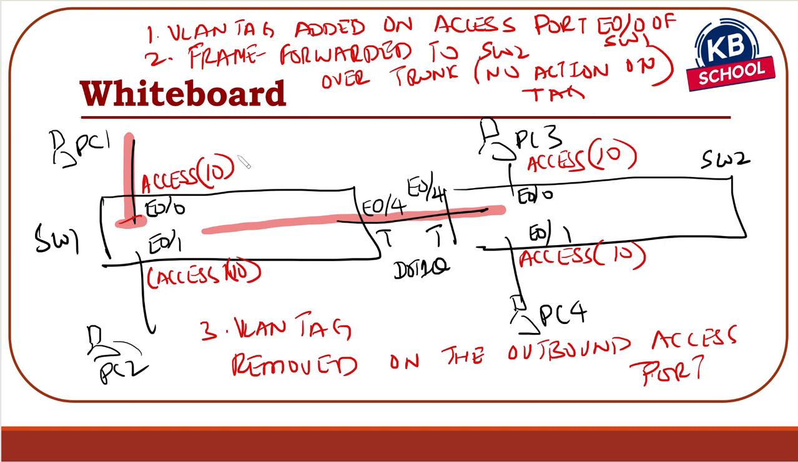So if, for example, PC1 wanted to talk to PC2, it would be added with the VLAN tag of 10. It would remain with the VLAN tag of 10 within the switch fabric. On the way out again, it would have the VLAN tag removed. That's the way the VLAN tags work. On a trunk, maintain it. On the access port, inbound add, outbound remove. All right.